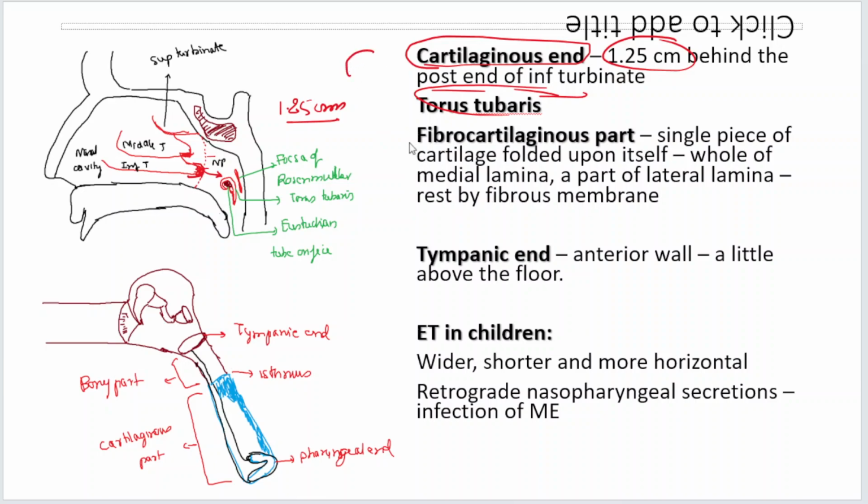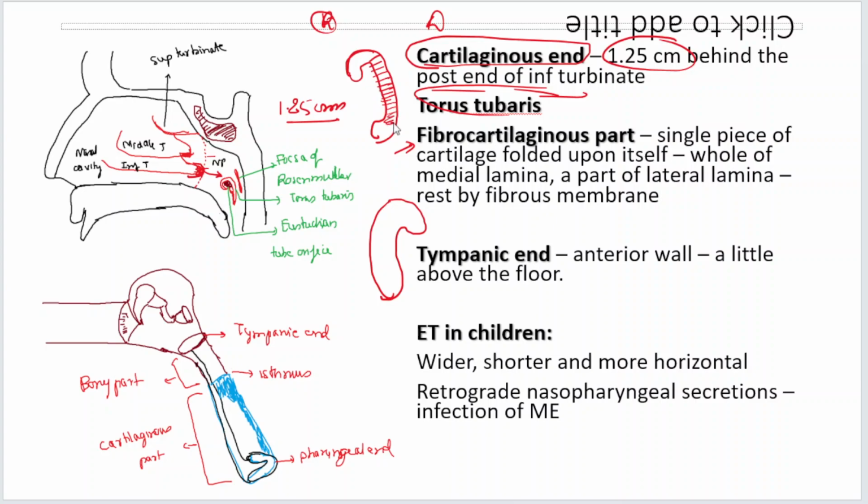Now one more important part that you have to understand is that this cartilaginous part of the Eustachian tube is not made up of multiple cartilages. It is actually a single piece of fibroelastic cartilage. It is folded upon itself. So this is the right side. The left side will be like this. Okay, so what does it form?